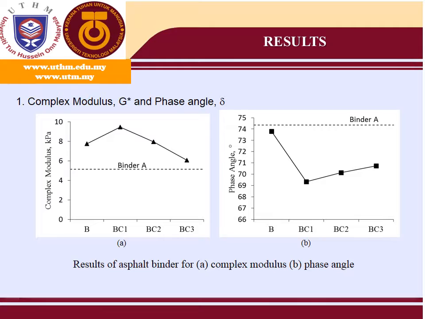In the modified binder, the addition of chemical warm asphalt additive reduces the stiffness or G star of asphalt binder. Meanwhile, the phase angle of modified binder is lower than binder A. This indicates the enhanced elastic behavior, which means that a lower phase angle is desirable because it reflects more elastic component.